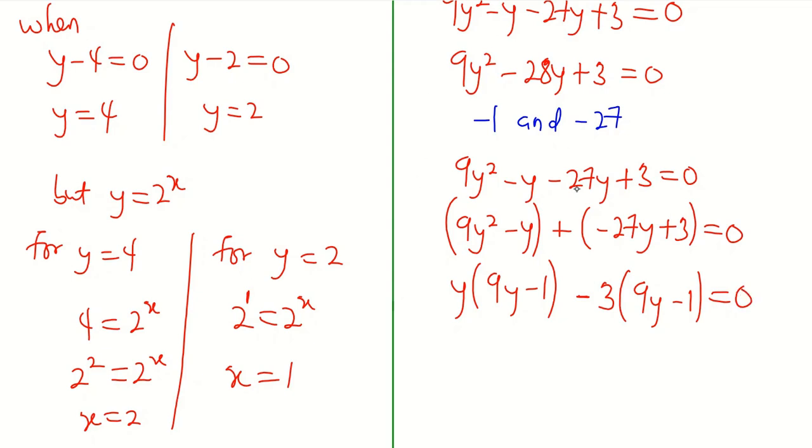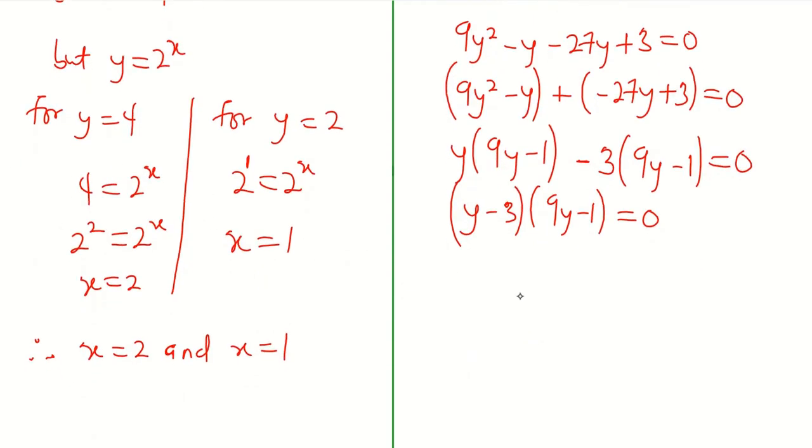So we continue, and you can see that there is a common term here, 9y minus 1, 9y minus 1. So we write them as one term, and we add the term outside. So at this point we have y minus 3 as one term, and we have 9y minus 1 as one term, which is equal to 0. So these are the factorized terms.